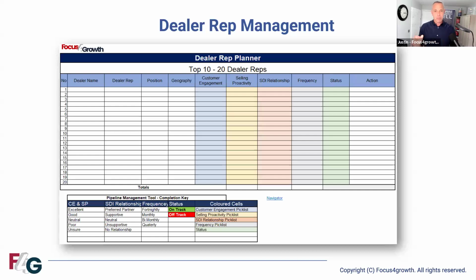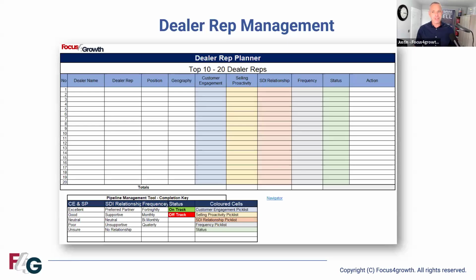If you're working with a distributor and they have multiple reps within the territory, and I've worked in multiple businesses where that is the case, we have partners or resellers that we're working with, then being able to capture on a single page your top 10 to 20 dealer reps. And I always think about dealers and partner reps as being almost like a second sales force that we engage. And if you can get this right and they work with you, then it's really beneficial for your business.